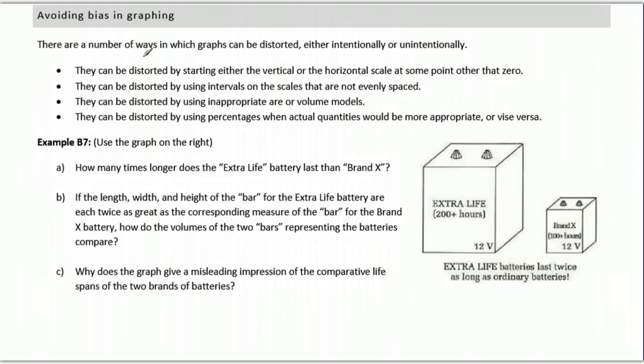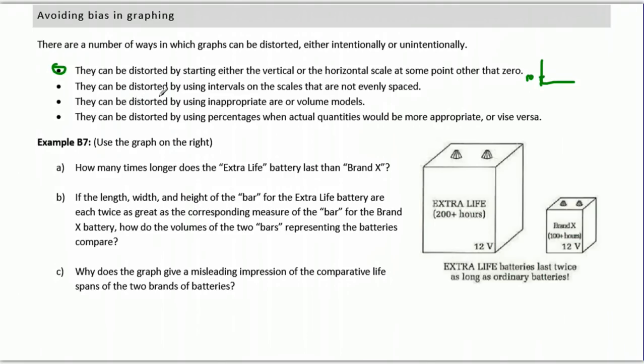So these are just 4 techniques, and we're going to look at some examples to see where they come up. You can start the scale. So if you have a graph that looks like this, you can have one of those little line breaks where the scale doesn't start at 0, it starts somewhere else. Let's say it goes from 0 and then it goes up to 50, 51, 52, something like that. That can be one way of distorting a graph that can confuse people.